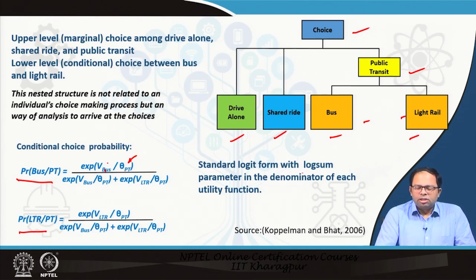So, this standard logit form is modified with a log sum parameter in the denominator of each utility function. That means we are introducing the log sum parameter that we have defined earlier. For that matter, you may also call it just a scale parameter. We are introducing this particular parameter in the denominator of all the utility functions. That is all, and that will not change the outcome of my probability. This is something we are doing to facilitate my simultaneous estimation procedure.